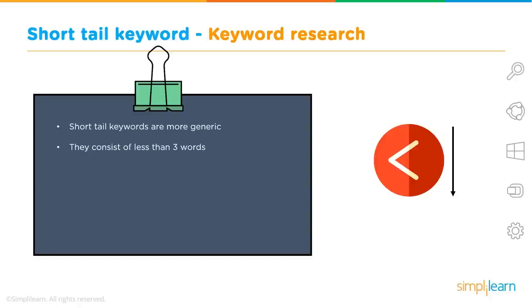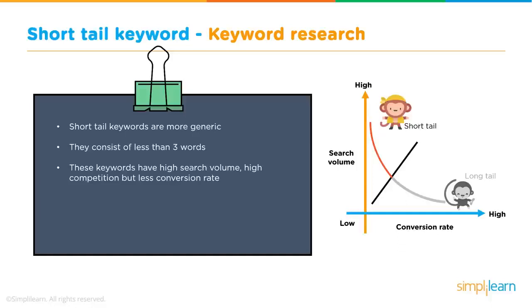For example, Italian restaurants. Short-tail keywords generally have very high search volume. That means that if somebody types in Italian restaurants, there's going to be a large amount of volume, meaning that a lot of people type in that keyword. However, with high volume always comes high competition. If you are ranked number 1 or 2, or even on page 1 of Google, you're going to get a lot of traffic.